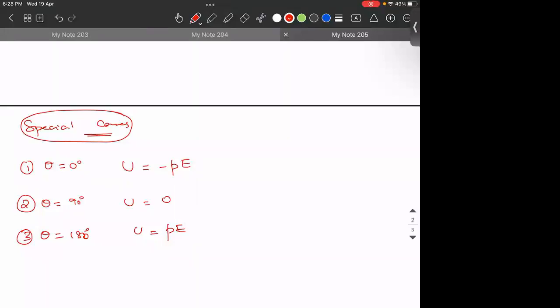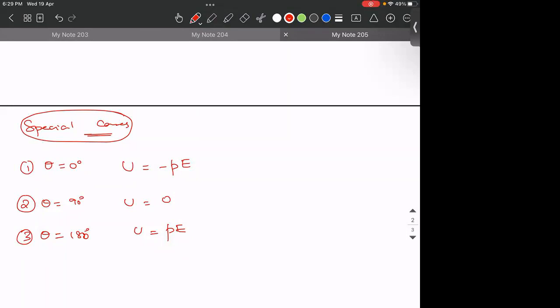Whereas, forget about theta is equal to 90. The next scenario is the dipole is in this way, where this is the positive charge, this is the negative charge, and this is the direction of electric field. P vector is in this direction, E vector is in this direction. So, in this scenario, if I disturb it, it will not go back like this, rather, it will take a 180-degree turn and come and stop like this.